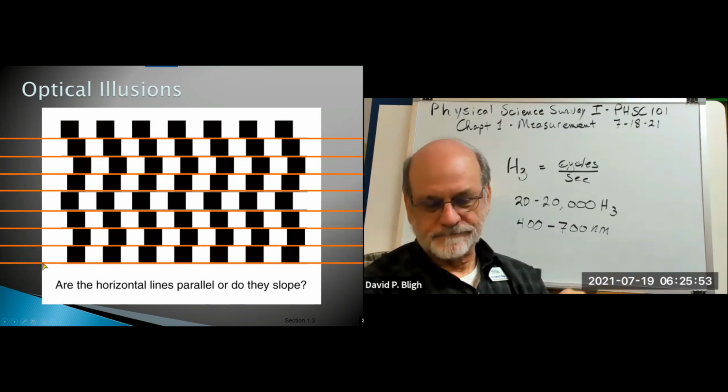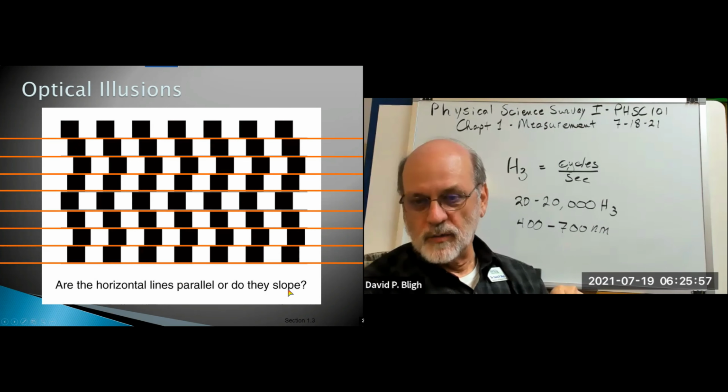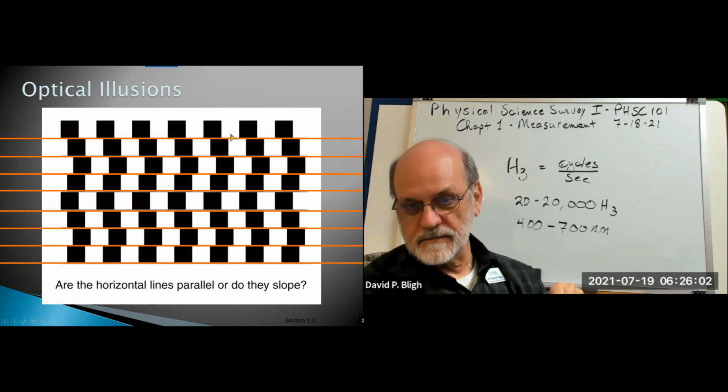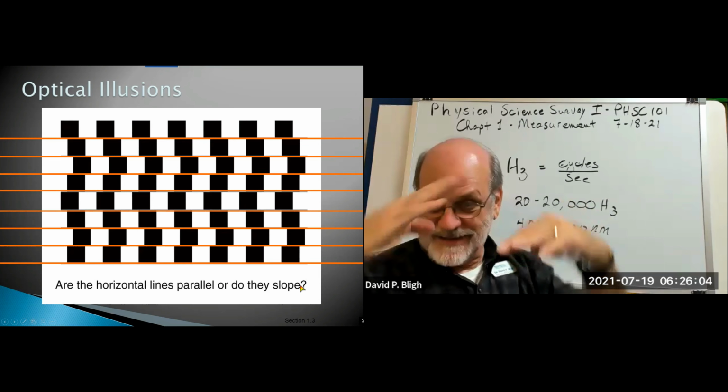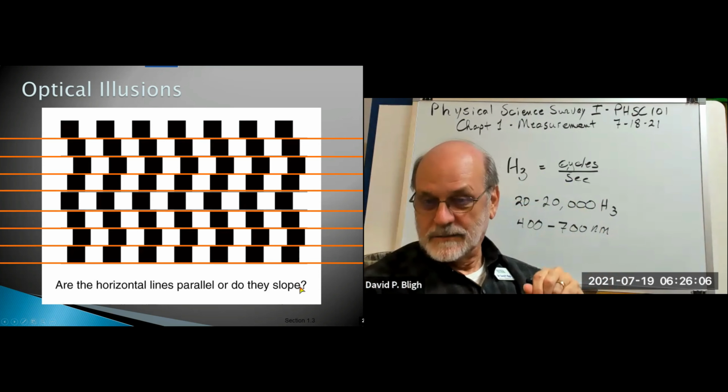Here's another example. Are the horizontal lines parallel or do they slope? Horizontal lines, these orange lines here. They look like they change directions, don't they? But they don't. They're exactly parallel.